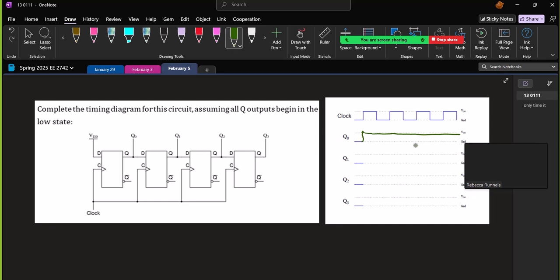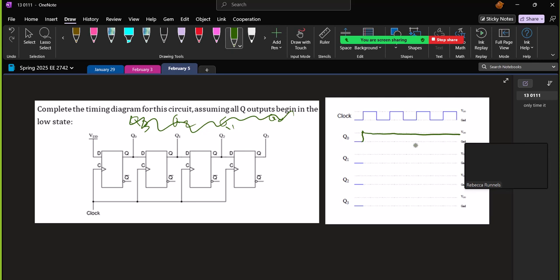But we assumed they all started in the low state. They all started at 0. So when I look at the second flip-flop here, this one is in the opposite order. I said Dr. Trahan is always going to label his in this order. The place I got this from has it in the opposite order.